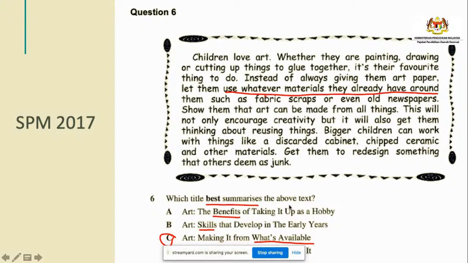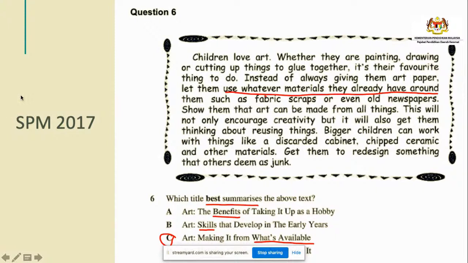Okay, A, art, the benefits of taking it up as a hobby. So dia kata seni, kita kelebihan menjadikan dia satu hobi. So kita tengok nanti bila kita nak cari jawapan ada tak dia berkaitan dengan benefits. Okay, B, kemahiran. Kalau tadi cakap pasal benefits, B ni dia kata skills. Kemahiran yang dikembangkan pada tahun-tahun awal. Okay, and C, making it from what's available. Okay, making it, membuatnya daripada apa yang ada. What's available maksudnya apa yang ada. Okay, so kita tengok.